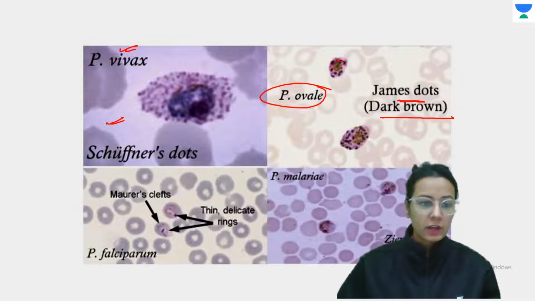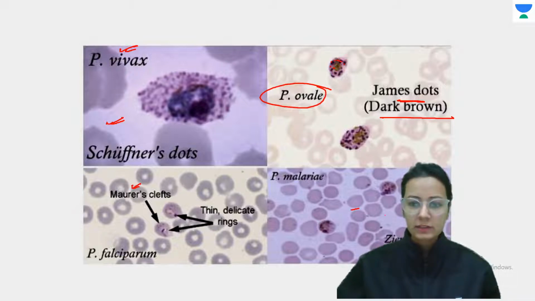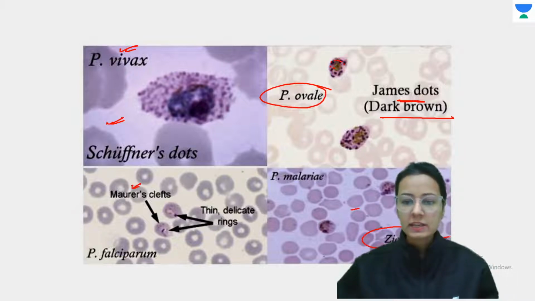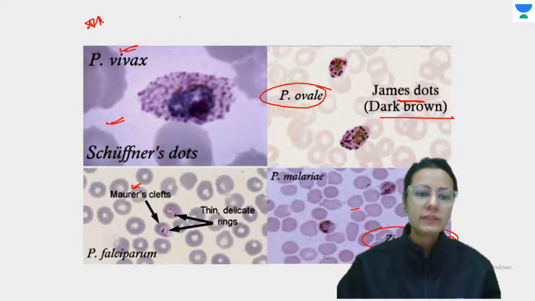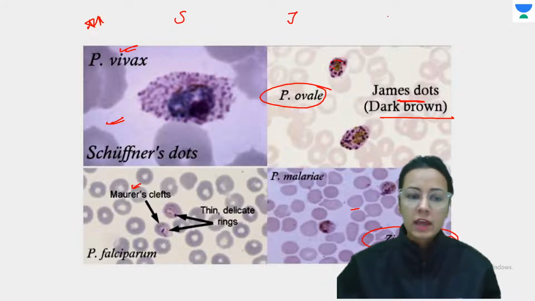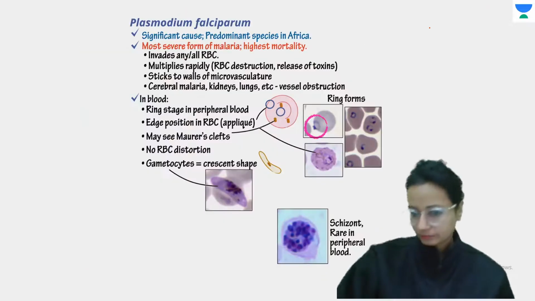Then we have the Maurer's dot, cleft or the dots that are found where? In the falciparum, and in the malariae that is the Ziemann's dot. These are the light brown. So this is an important slide. We have the Schüffner's dot, James dot, and the Maurer's dot as well as Ziemann's dot, that is found in the malariae, and Maurer's dot in the falciparum.